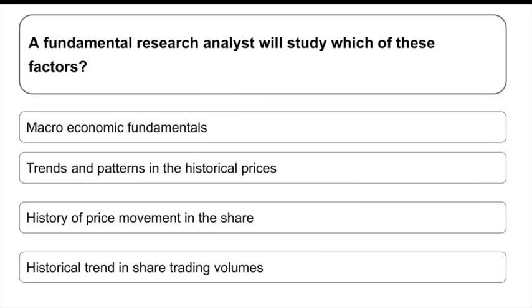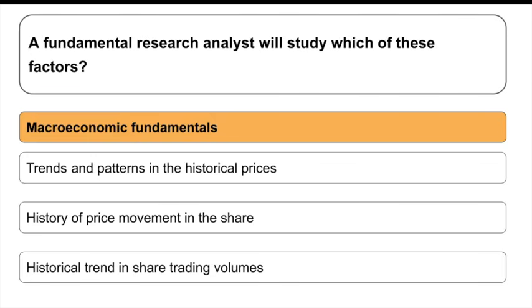Next question. A fundamental research analyst will study which of these factors? Options are A, the macroeconomic fundamentals, B, trends and patterns in the historical prices, C, history of price movements in the share, D, historical trend in share trading volumes. So the correct answer is macroeconomic fundamentals is what they will study.